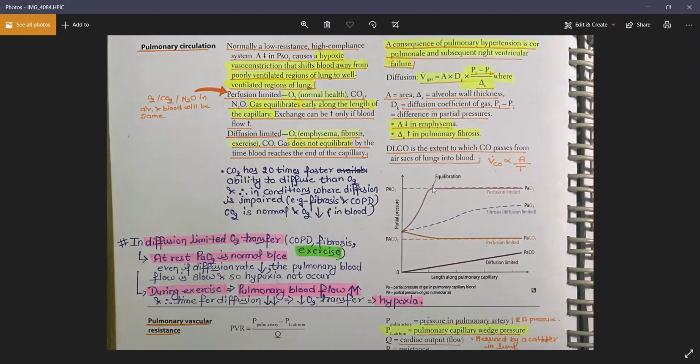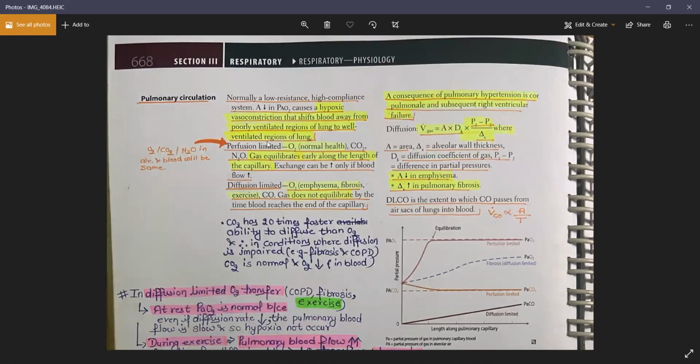So both of these gases, the PaO2 and the PCO2, are perfusion limited gases. That means they can easily cross this barrier. Diffusion is not a limitation for them. If you increase the perfusion of the blood, you will get more oxygen. If you decrease the perfusion of the blood, you will get less oxygen. That means perfusion is the limitation there, right?